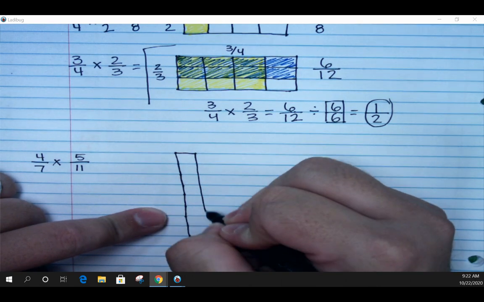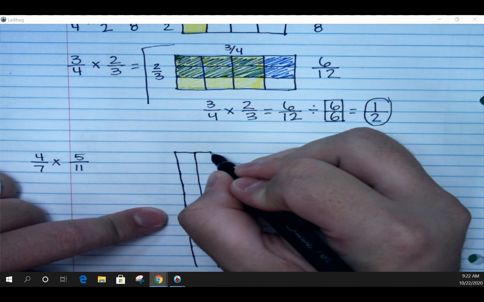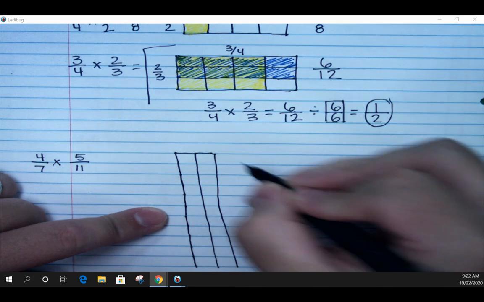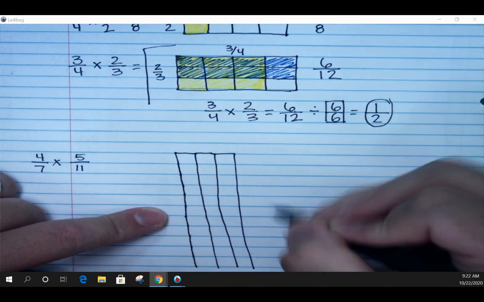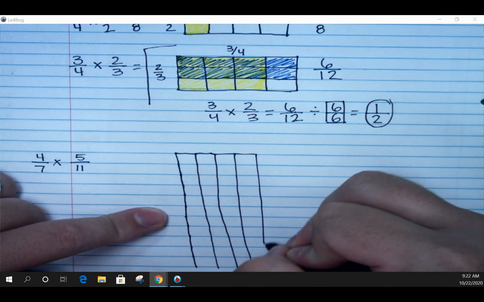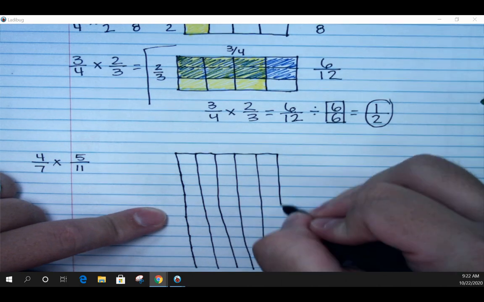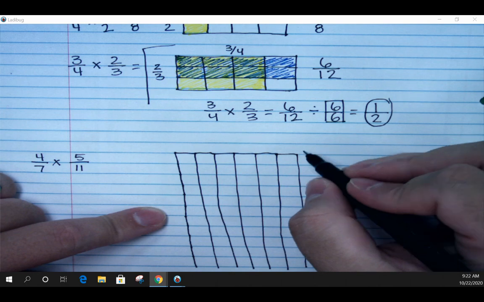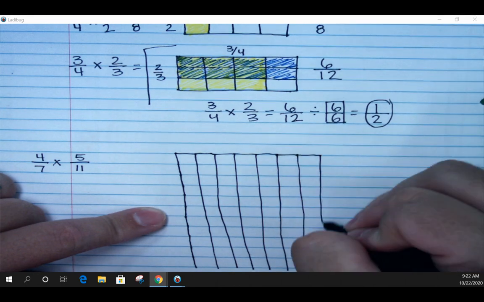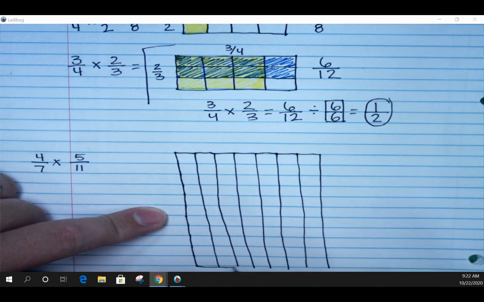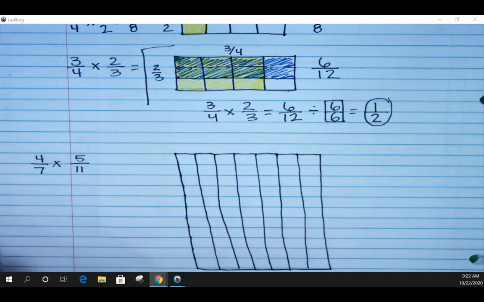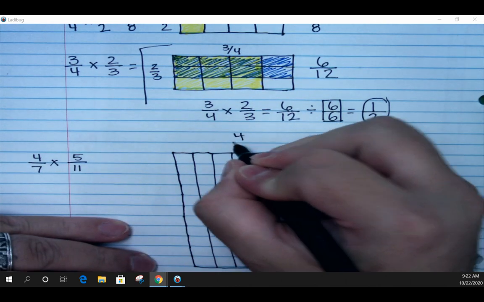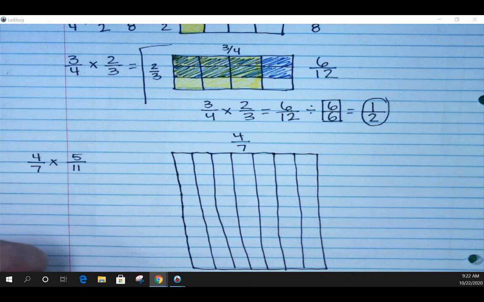1, 2, 3, 4. Stuff like this is hard to draw. 5, 6, 7. Okay, there's 7 columns. And how many should I shade? 4. 4 out of 7.